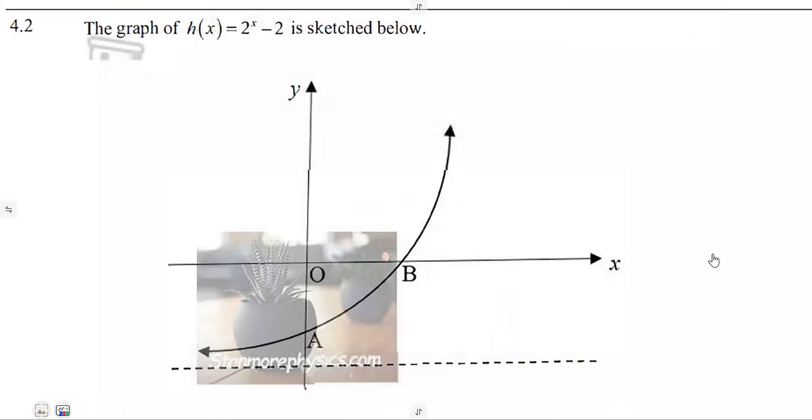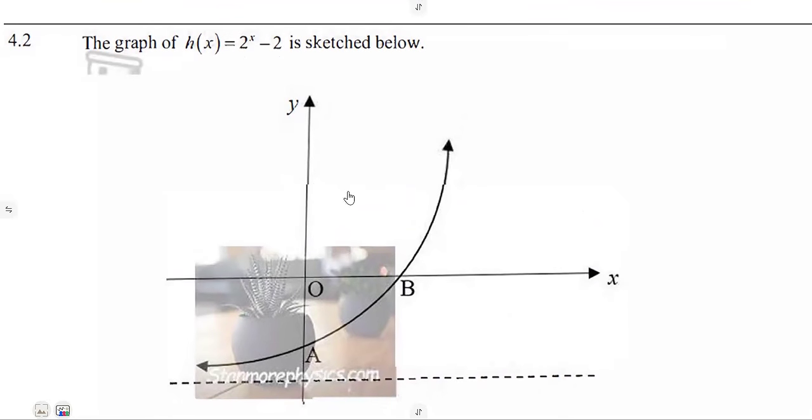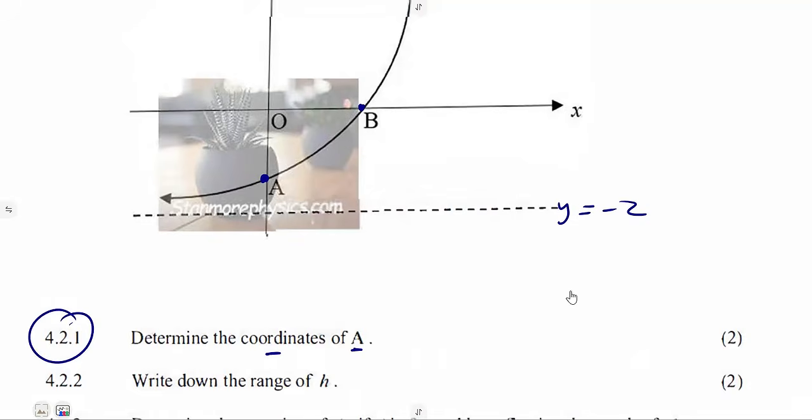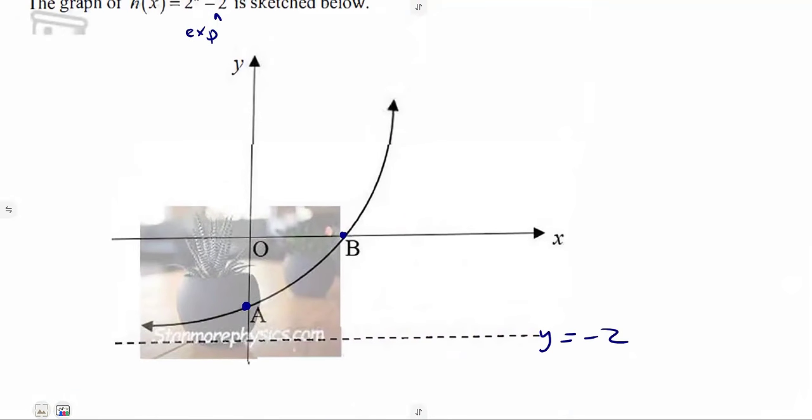So let us quickly have question 4.2. Given this sketch, which is being sketched on this part, all right? As you can see, it's an exponential function, with minus 2 being our asymptote, y equal to minus 2, A our y-intercept, and B our x-intercept. From that sketch, the question on 4.2.1 is to determine the coordinates of A. A is the y-intercept.